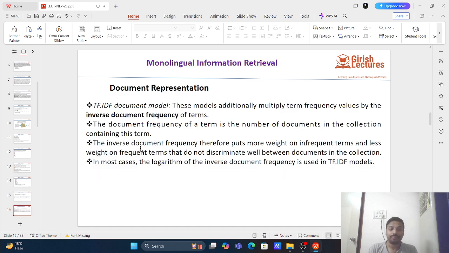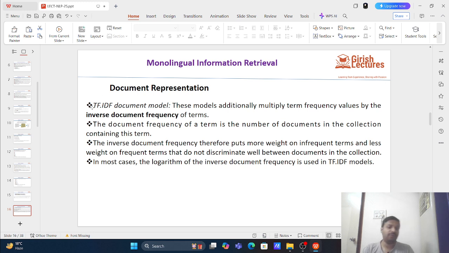Next is term frequency. For document representation, by identifying the term frequency, we can create a very good result. That model is the term frequency product with inverse document frequency document model, which in short we call the TF-IDF model.